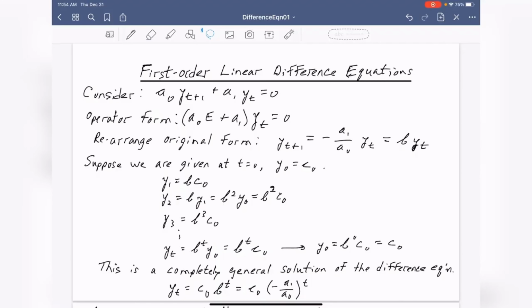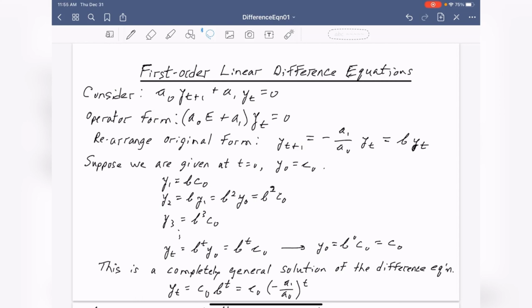In this lecture and the next, we are going to look at linear difference equations. What you will find is that the methods of solving these difference equations are very similar to what we'll do when we come to differential equations. Difference equations look at discrete time, whereas differential equations deal with continuous time. So let's first look at the first order linear difference equations.